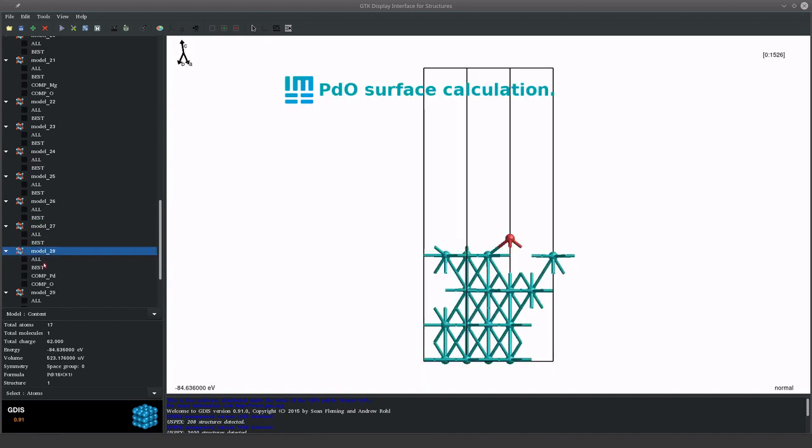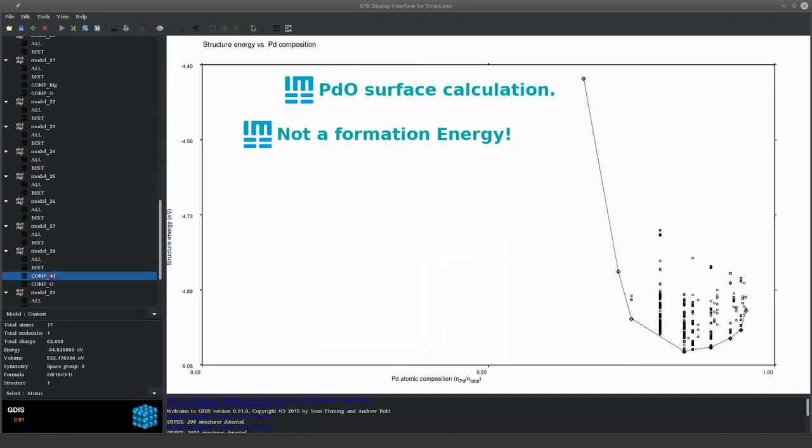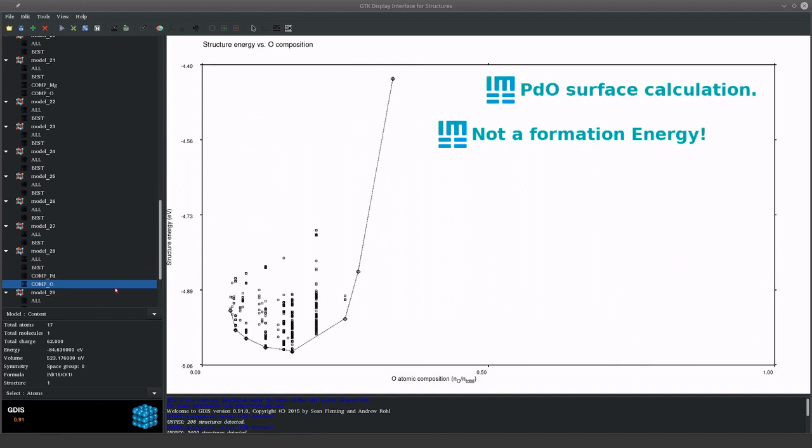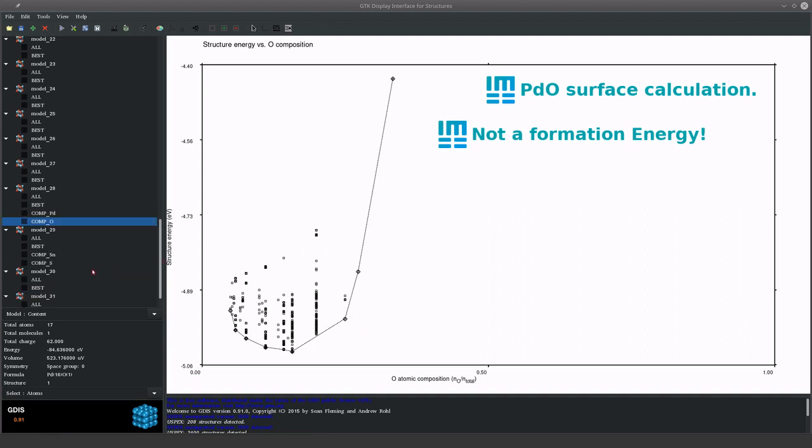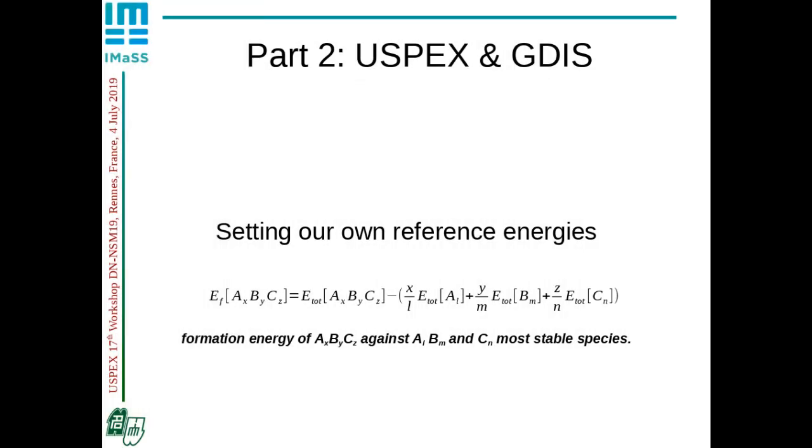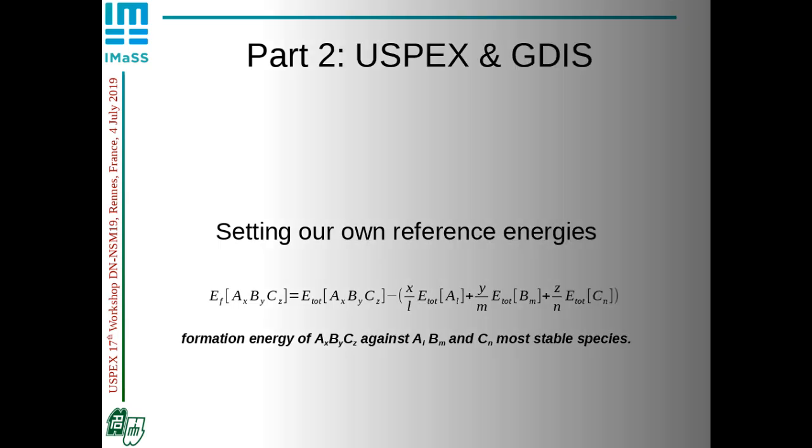In other cases, here a surface optimization, the reference energies are not available, so the convex hull is shown for total energy per atom. This is why I introduced a simple way to set our reference energies, so we can use an external calculation.